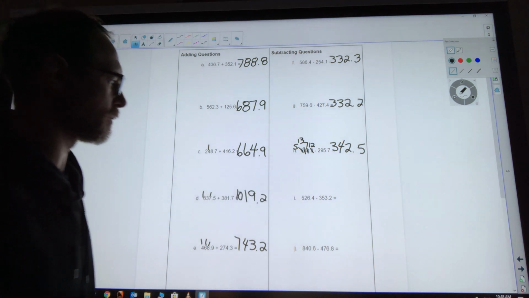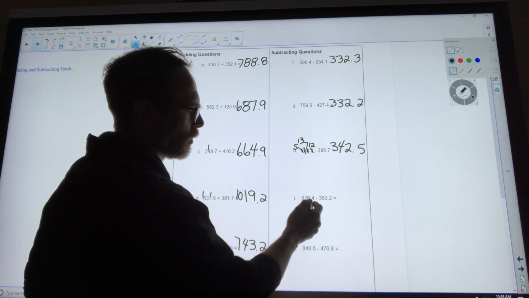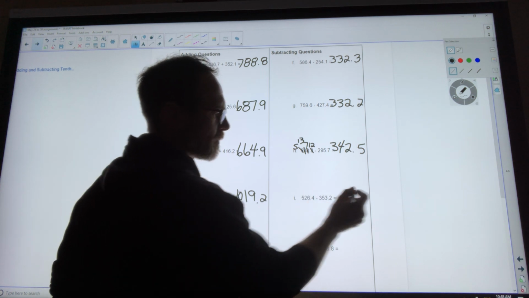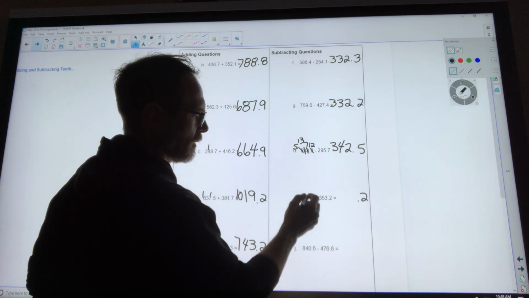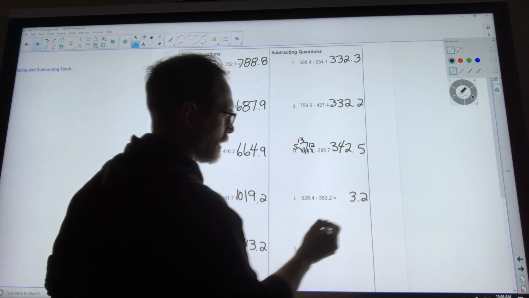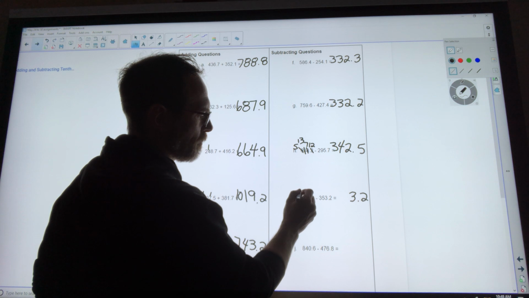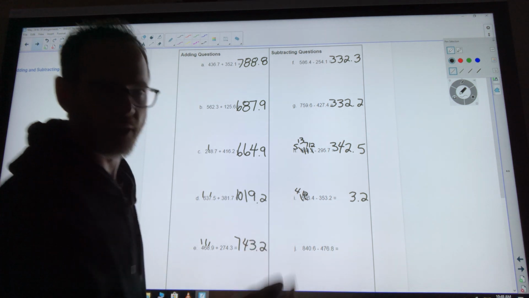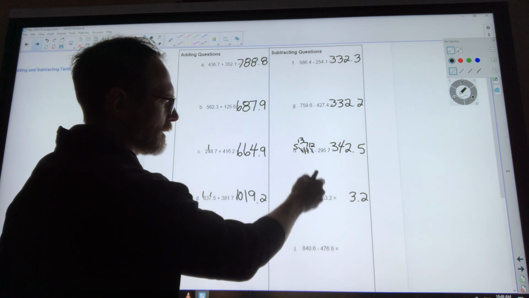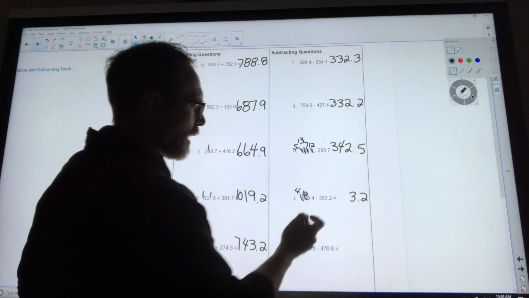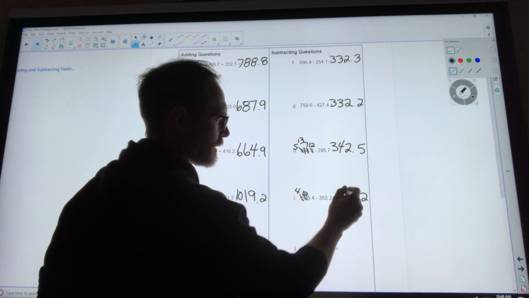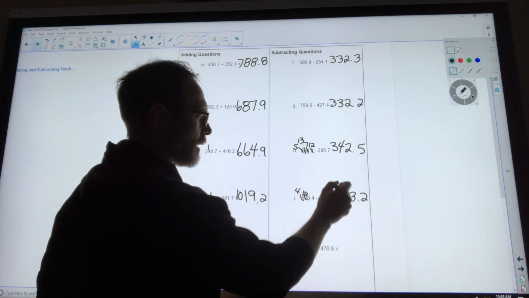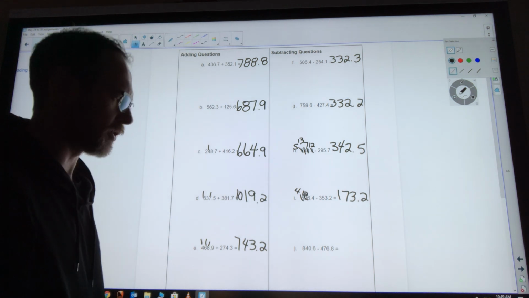526.4 minus 353.2. Looks like my answer is going to be a little below 200 because 500 minus 300 is 200. So let's start with the exact answer. So 4 tenths minus 2 tenths is 2 tenths. Put my decimal down. 6 minus 3, that's 3. Now I have 20 minus 50. I'm going to have to borrow. So this is going to become a 4, and this 2 is going to become 12. It's actually 120, right? 100 comes from the hundreds place, so it goes to the tens place. Now, if I know 12 minus 5 is 7, then I have the tens, and then 400 minus 300 is 100. 173.2.